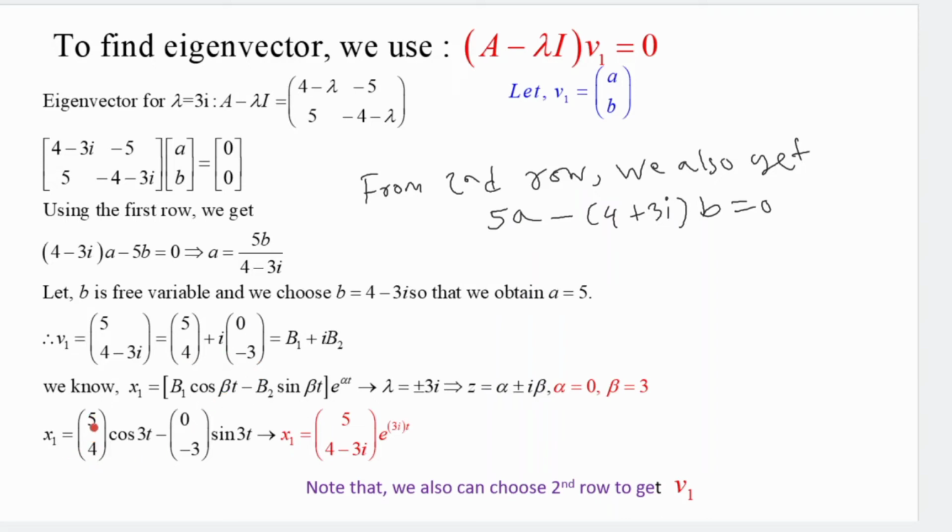Then we get x1 equals (5, 4) cos 3t minus (0, minus 3) sin 3t. So that means this is our x1. Now we can use this x1 to get x2. But if we don't write this as real and imaginary parts, from here we can write the solution as x1 equals (5, 4 minus 3i) e^((α ± βi)t). Because here alpha equals 0, that's why we write 3 minus i. But we use the x1 to find the x2.